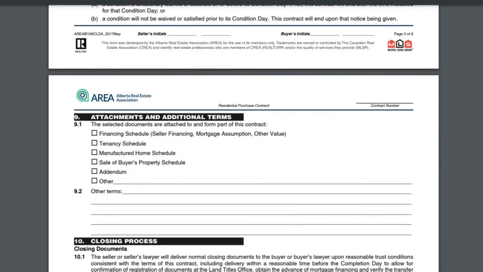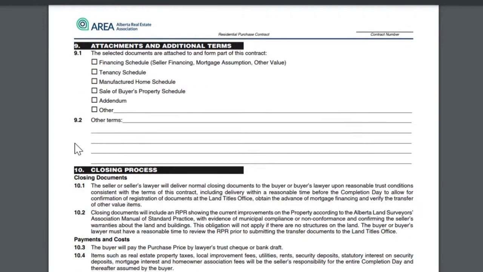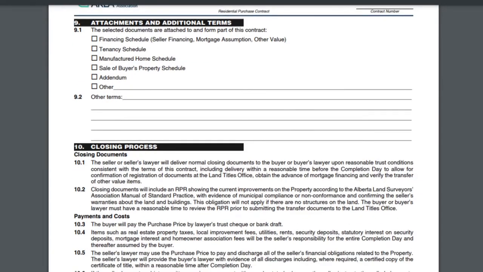Attachments. As you can see here, there can be other things. Maybe there is a financing schedule they need to put in the contract so you know exactly what they're looking for, especially when it comes to something like a mortgage assumption. That doesn't happen lots, but it is going to happen more and more as time goes by.